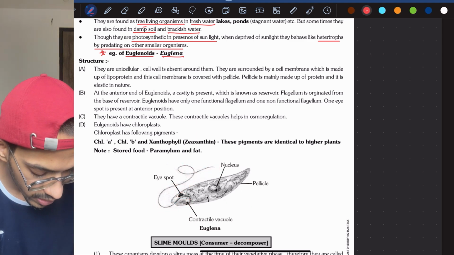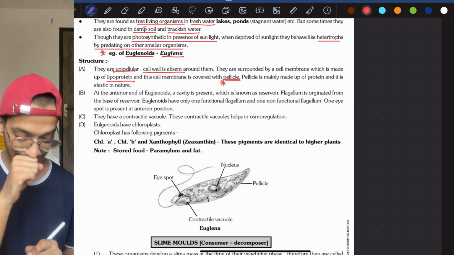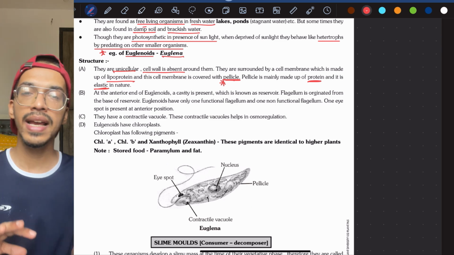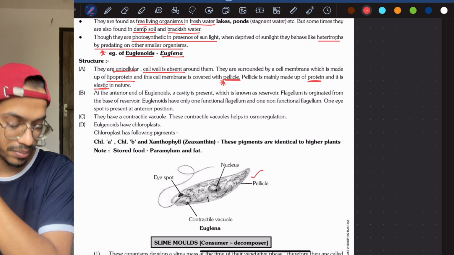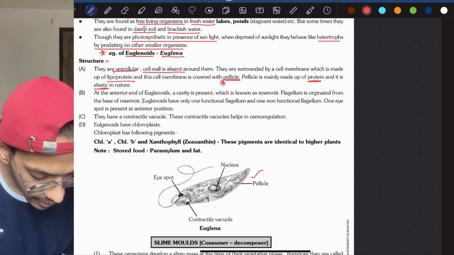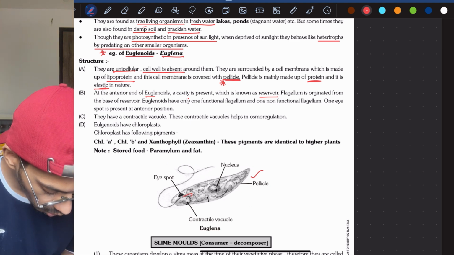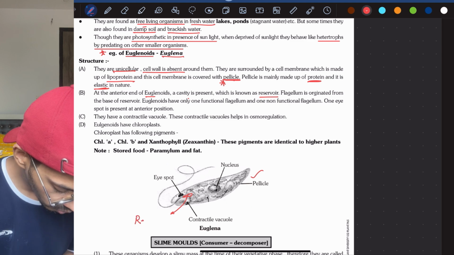They are unicellular, with the cell wall absent. Their cell membrane is made up of lipoprotein and is covered with the pellicle. The pellicle is a proteinaceous structure and it is elastic in nature. That's why they have a very smooth, gymnastic body. You can see the flow of their body if you are doing the drawing. At the anterior of the euglenoid, there is a cavity called the reservoir. This area is the reservoir, and the flagella originate from here only. Can you see that the flagella is coming from here? So, the reservoir.